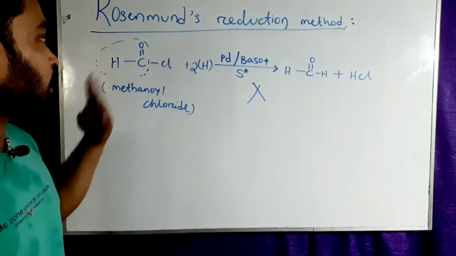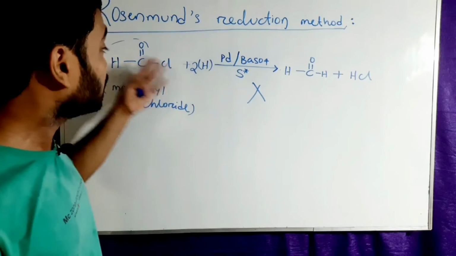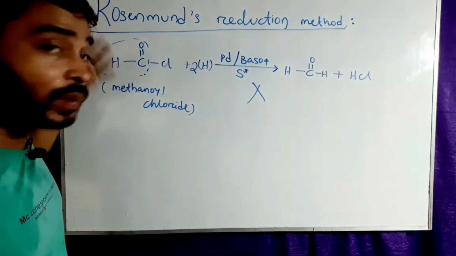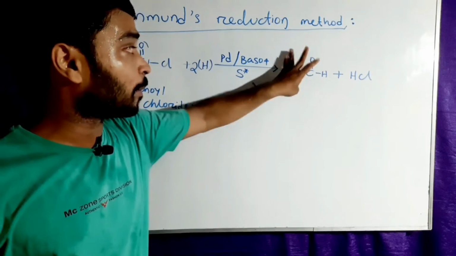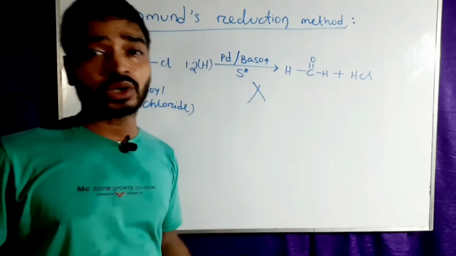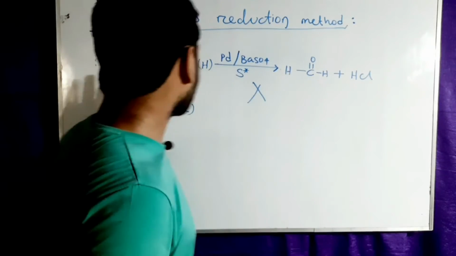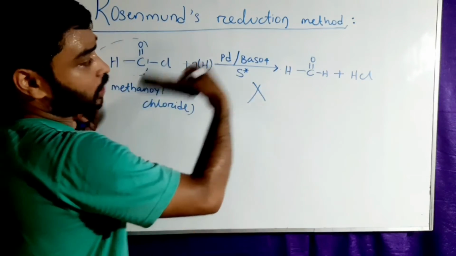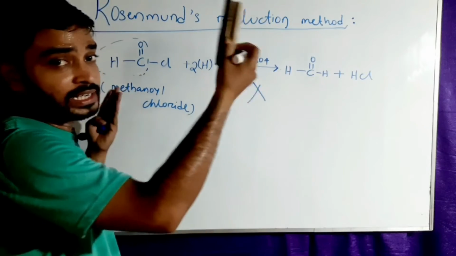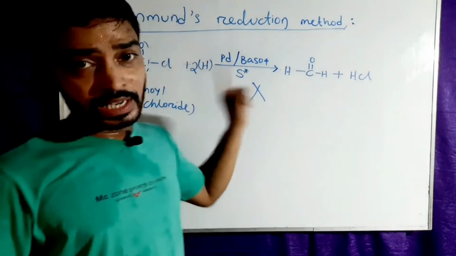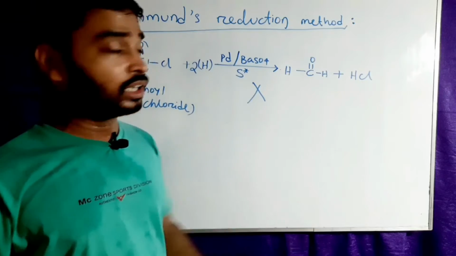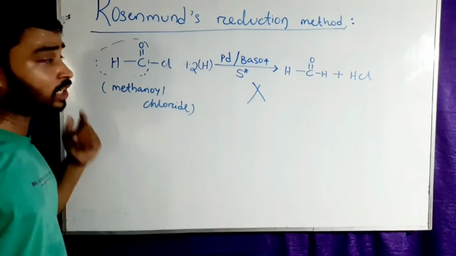But you can put your n value more than 1 to prepare higher forms of aldehyde, that means propanoyl chloride to propanal, butanoyl chloride to butanal. Different higher aldehydes you can prepare from the acid chloride, but formaldehyde cannot be prepared by this method due to the unstable nature of methanoyl chloride.